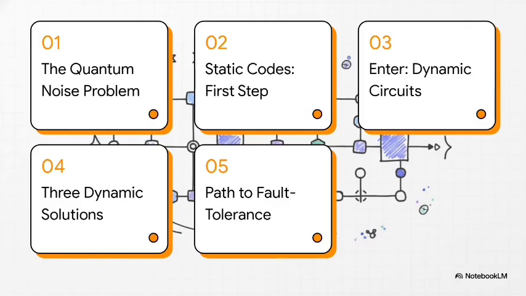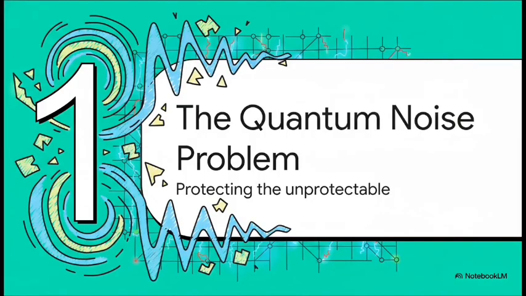Okay, so here's our game plan. First, we'll get right into the weeds of the quantum noise problem. Then, we'll look at the first big solution, these things called static codes, and why they kinda hit a wall. After that, we'll meet the hero of our story, dynamic circuits. We're going to break down 3 really cool, powerful new solutions, and then we'll tie it all together to see how this puts us on the path to truly fault-tolerant quantum computing.